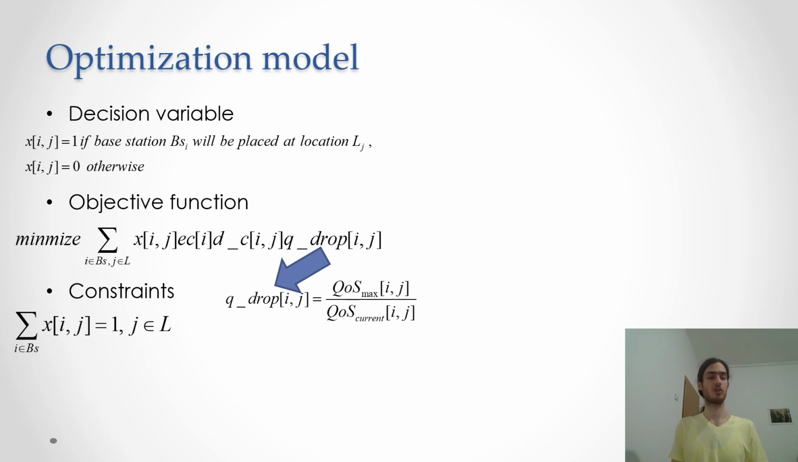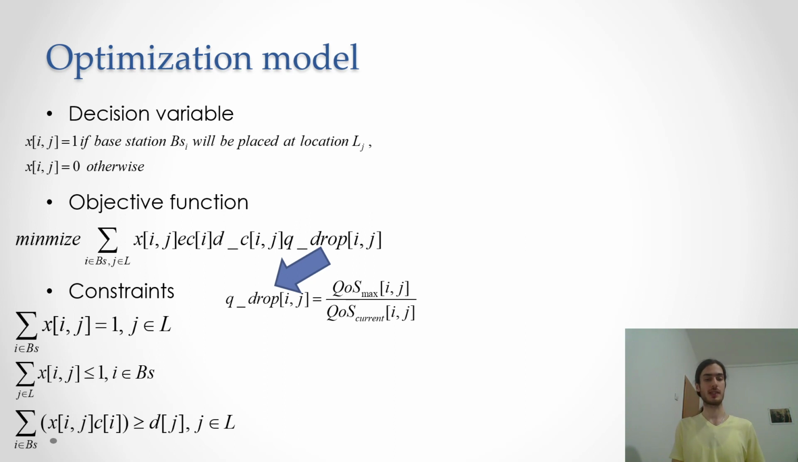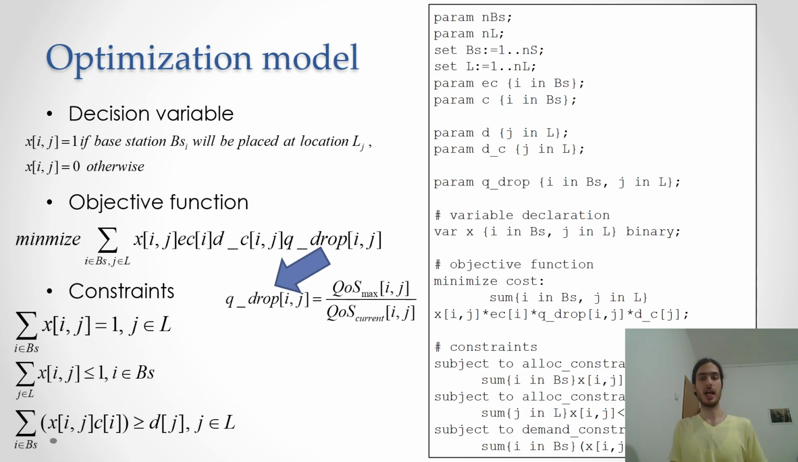There are three constraints. The first constraint says that each location must have exactly one base station. The second constraint says that each of the available base stations can be located at most at one location. And finally, the last constraint says that we have to satisfy the consumer demand at each location by providing a base station that is able to do that. The value D, that is the demand, is a predicted demand that is the output of the deep learning based prediction module. And on the right, you can see the AMPL code that implements the described model.